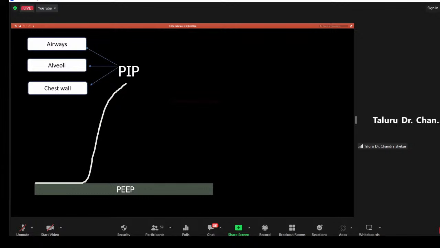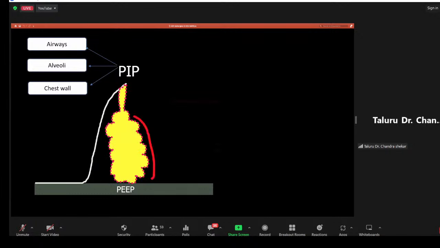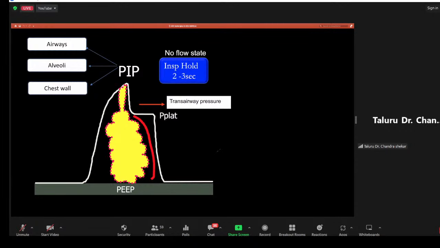For that, we put an inspiratory hold. See, this is what it tells us. PIP includes airways, alveoli, and the chest wall. By doing an inspiratory hold, we have eliminated the airway part. The difference between the P-plat and the PIP is the trans airway pressure. That is the contribution of the airway.